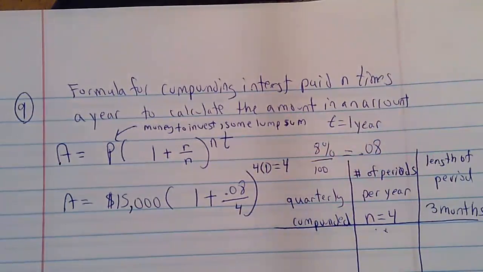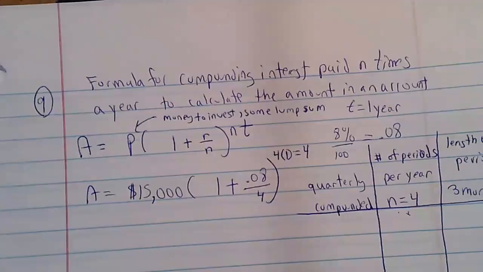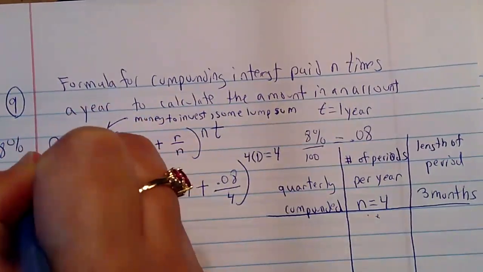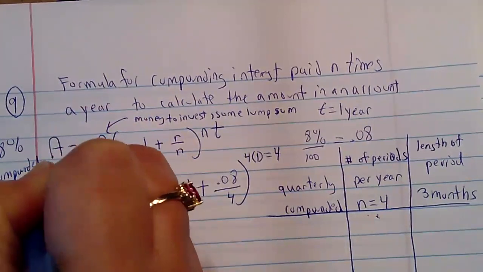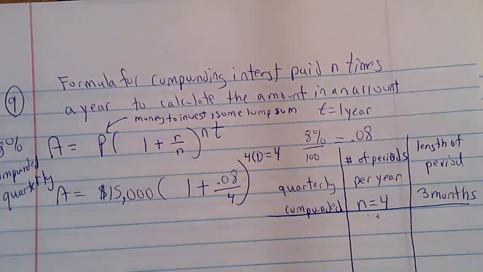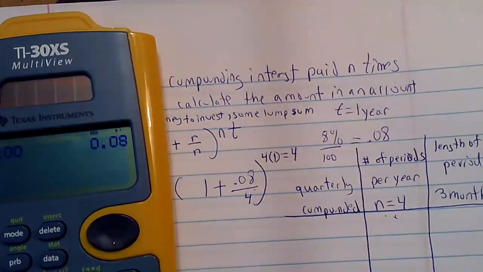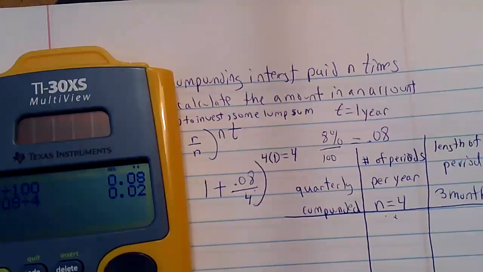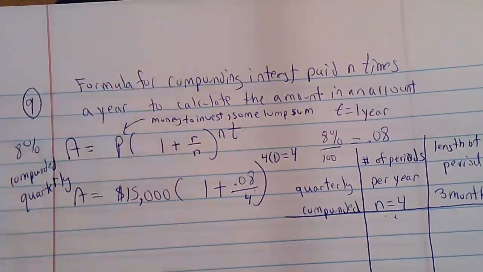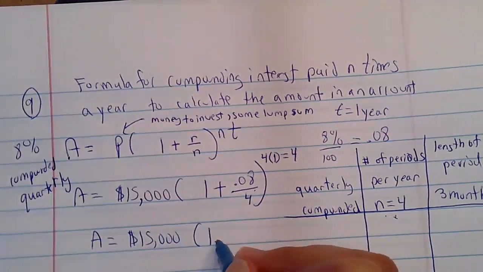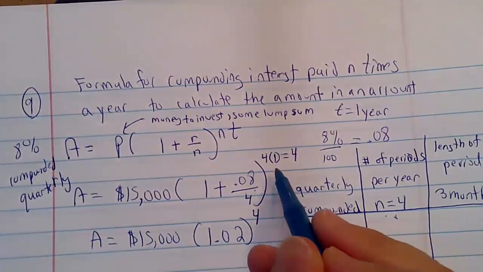Okay. All right. So this is for the account that pays 8%, and it's compounded quarterly, as they say. Now let me see if this terminates. 0.08 divided by 4, yep, it terminates to 0.02, and then I add 1 to that, which is 1.02. So then I can rewrite this: A is equal to 15,000 times 1.02 raised to the 4th power, because remember 4 times 1 was 4.